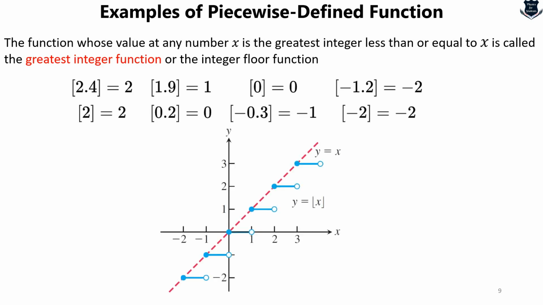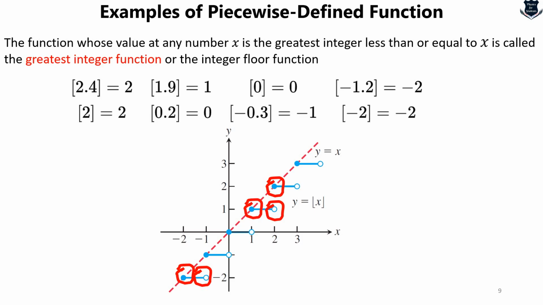So if I now plot the graph, you can see that if you take 2.4 equals 2, it comes somewhere around here, then again here, and then again here. If you take the negative values also, you can see that minus 2 equals minus 2. In this way things are being plotted. So this is basically called the greatest integer function, or the integer floor function. How does it happen? It happens when the value is the greatest integer less than or equal to x, then it is called the greatest integer function.